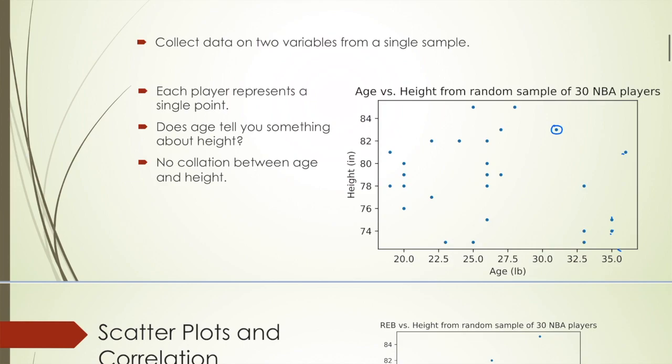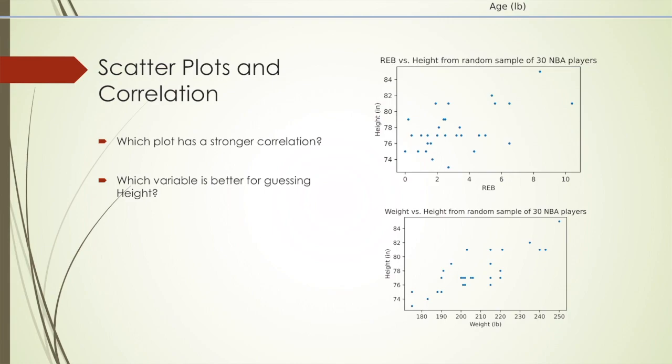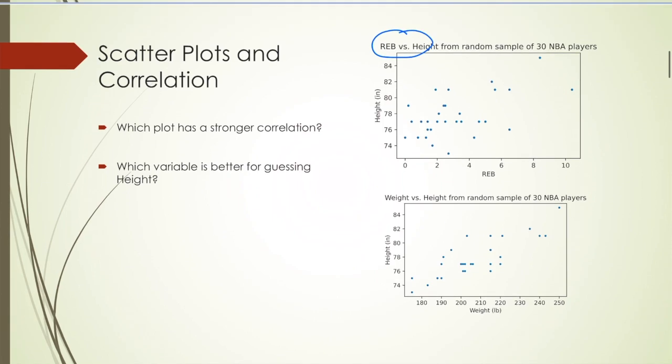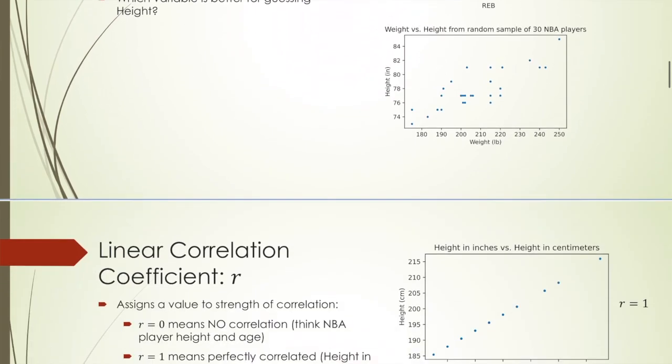Some correlations are stronger than others. So this correlation here seems pretty clear. The correlation, though, between rebounds versus height is not so clear. I guess philosophically or theoretically, you'd think that there might be a rebound advantage to someone who is taller. Anyway, this is a very, very weak trend if it is in fact a trend at all. All right, and which variable is better for guessing height? Well, weight, I would say, is better for guessing height. So that one's got a stronger correlation.